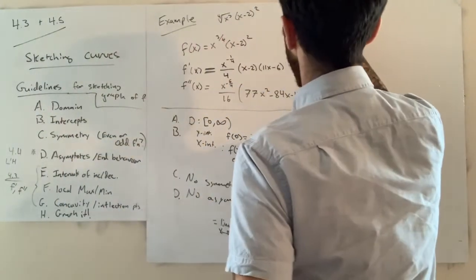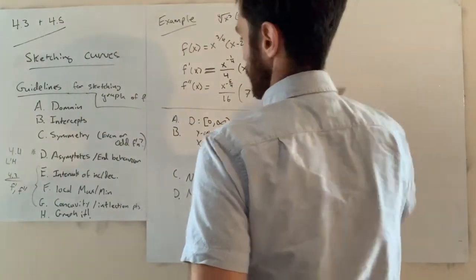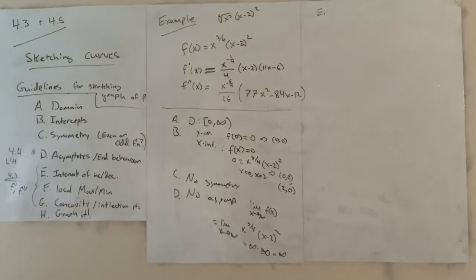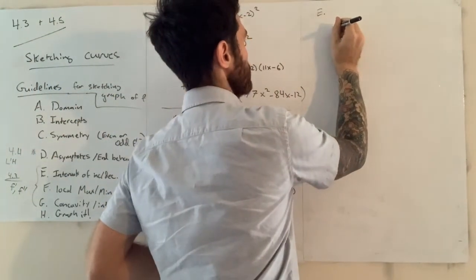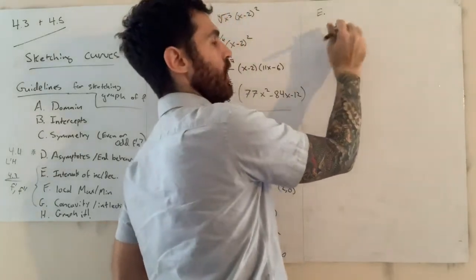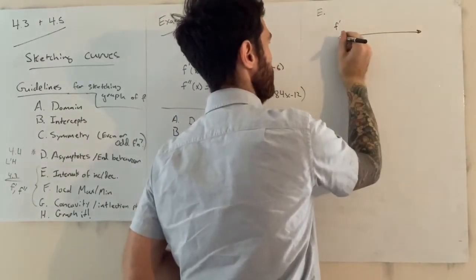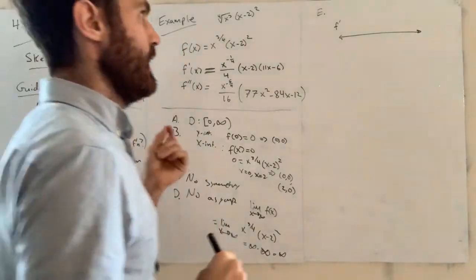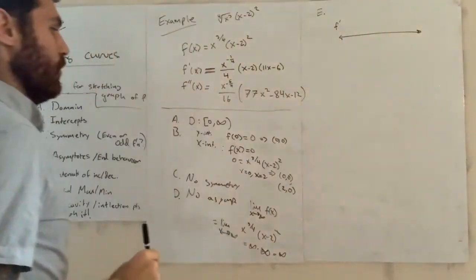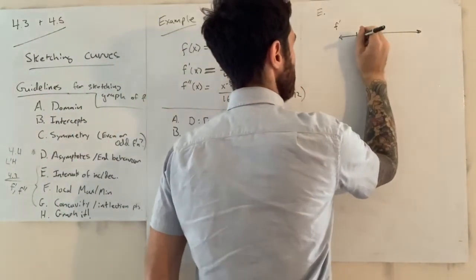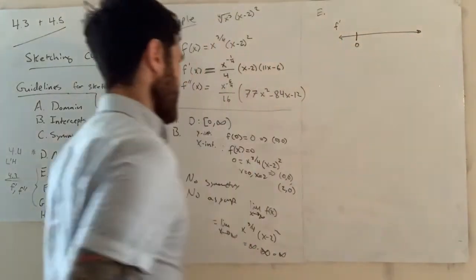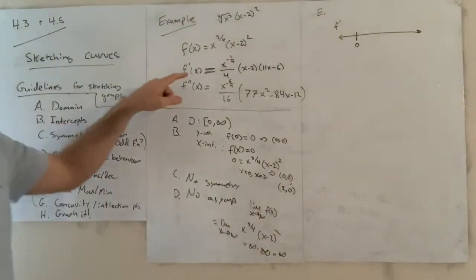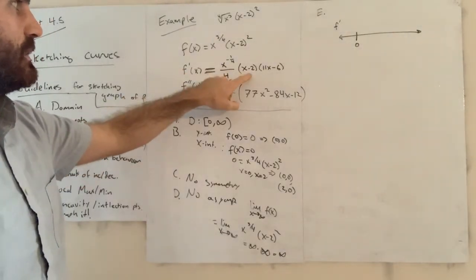Now we have to talk about intervals of increase and decrease. And how do we do that? Well, what we're going to do is figure out where our first derivative is positive and where it's negative. That's going to tell us the increase and decrease. And so what we have is we know our function starts at 0.